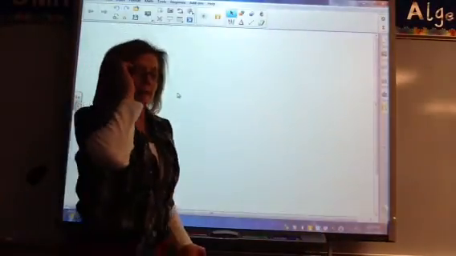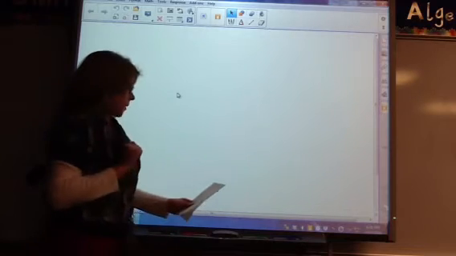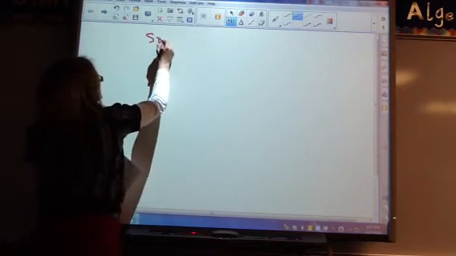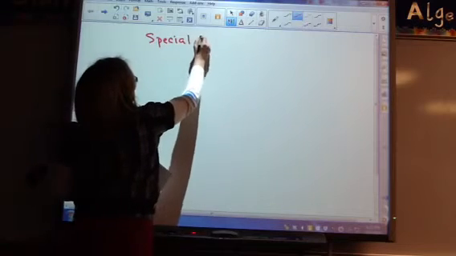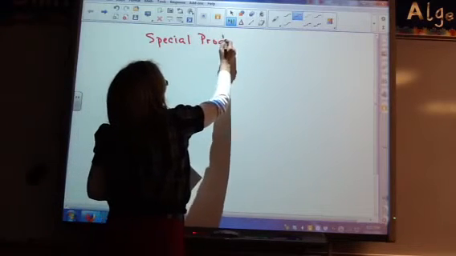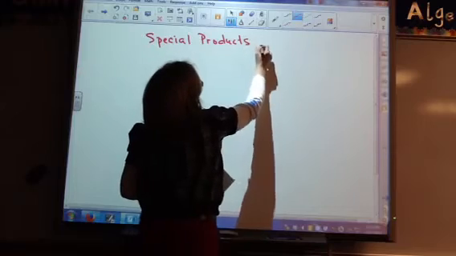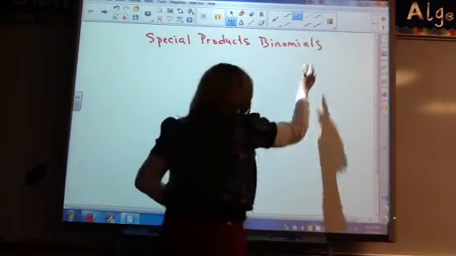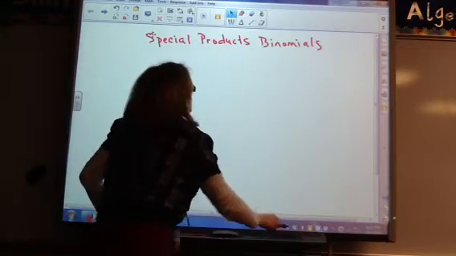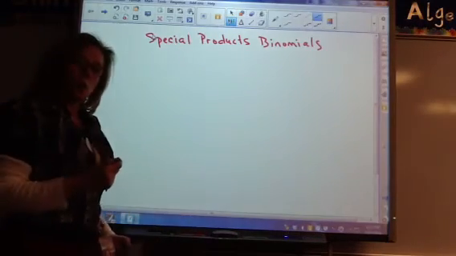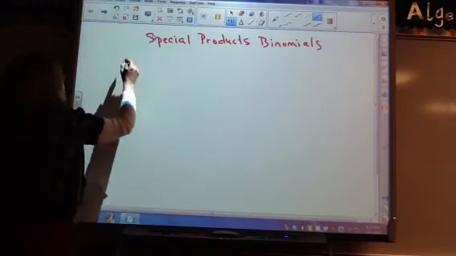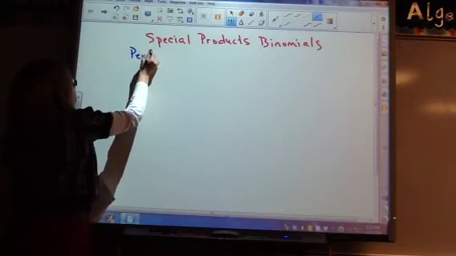All right, students, you're going to need your own paper for today's lesson, and we're going to talk about special products with binomials. Okay, so we're still going to use FOIL when we're multiplying two binomials, but we're going to start talking about perfect squares.